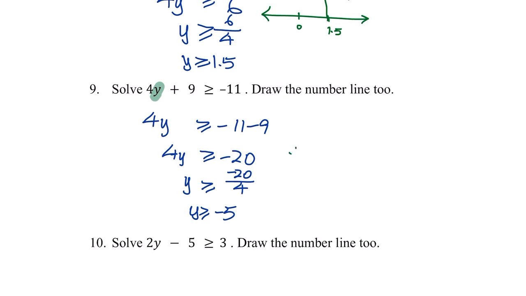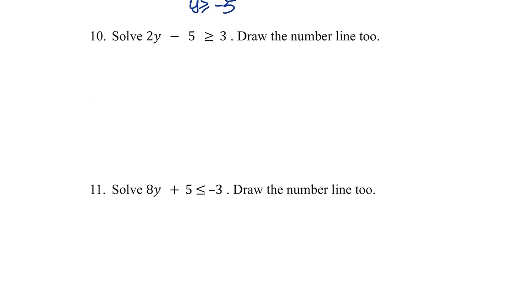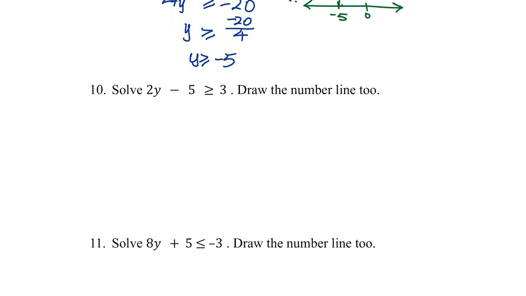And then draw the number line. There's a 0, there's a negative 5, right? And then we are getting greater than or equal to negative 5, so this way. Do I have to blacken? Yes, because there's an equal sign. Okay, last 3 questions for this topic.